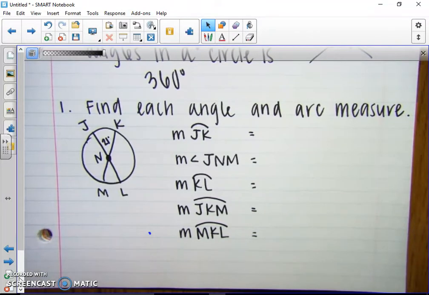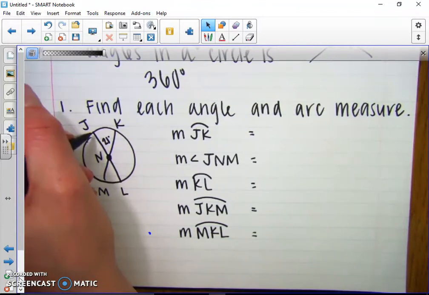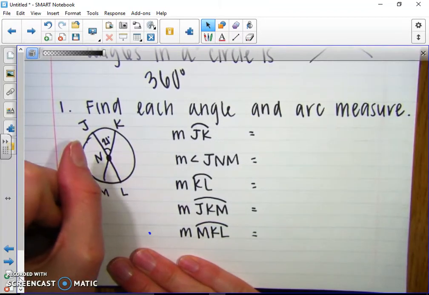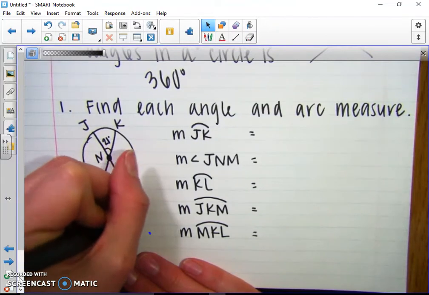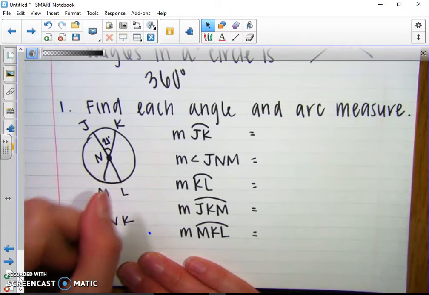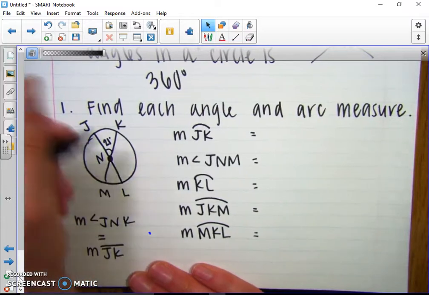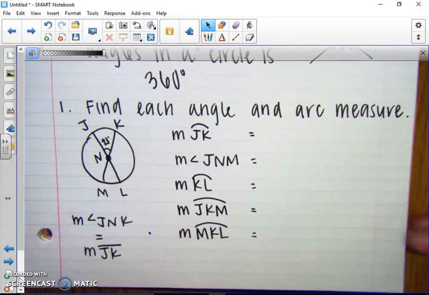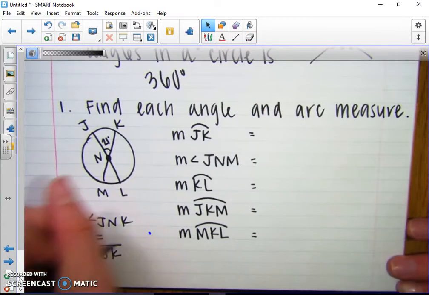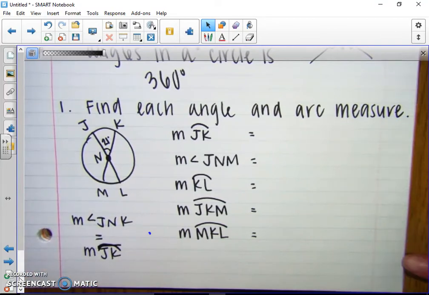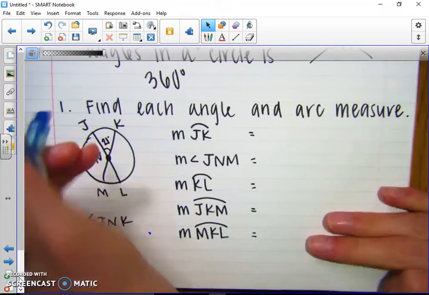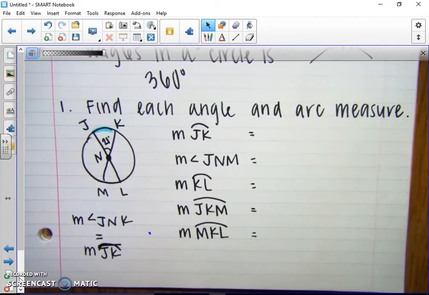They've given us that the angle JNK measures 21 degrees. Remember, the measure of the angle JNK is going to be equal to the measure of the arc JK, because it's the arc formed by the endpoints of that central angle. And I should draw this as an arc, not a segment. So if this is 21 degrees, that means that the measure of the arc JK, which is right here, is also 21 degrees.